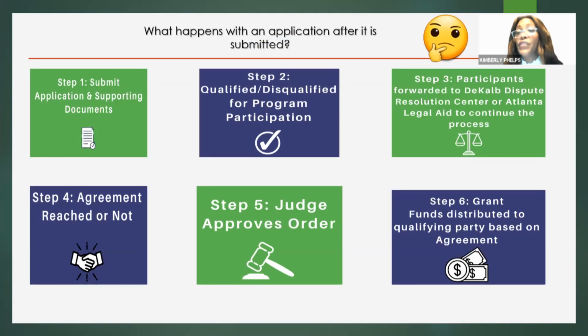Now, what happens after you submit your application? Step one, you submit the application and supporting documents. Step two, the program is going to determine if you're qualified or disqualified for the program participation. Then step three, the participants will be forwarded to the DeKalb Dispute Resolution Center or Atlanta Legal Aid to continue the process. Then we're going to come to a conclusion on whether an agreement is reached or not. And then, of course, the judge is going to approve it, and the grant funds are going to be dispersed to the qualifying parties based on the qualifying agreement.